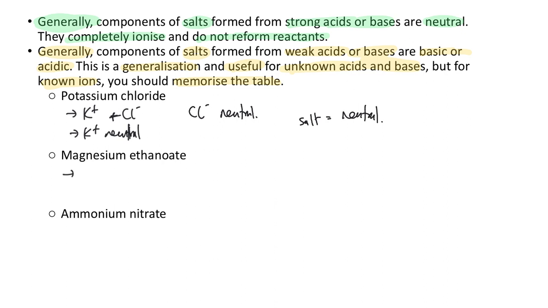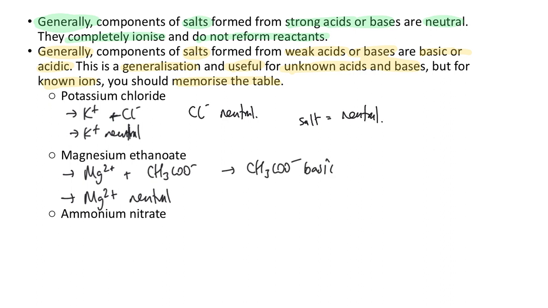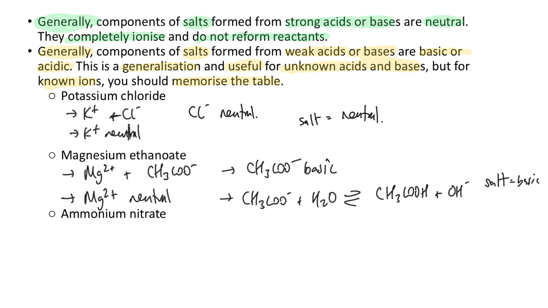Okay, magnesium ethanoate. We go through the two ions, magnesium and ethanoate. Using the table, magnesium is neutral and ethanoate is basic. You should show that by showing the reaction of CH3COO minus with water, the hydrolysis reaction, which will form CH3COOH plus OH minus. Therefore the salt is basic because it produces some OH minus ions in solution.